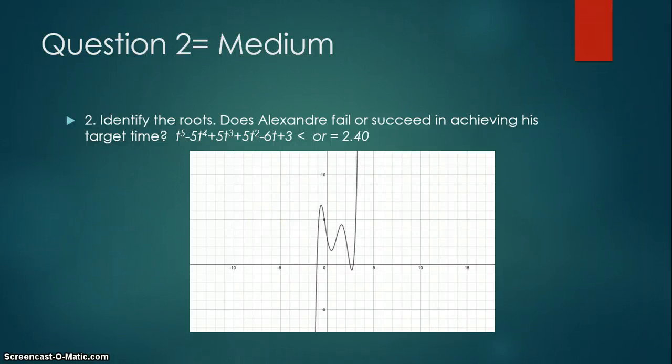So let's continue with the second question. Identify the roots of the graph and state if Alexander fails or succeeds with his attempt to achieve a target time of 2.40 seconds. From looking at the graph, we can estimate that he did not succeed.